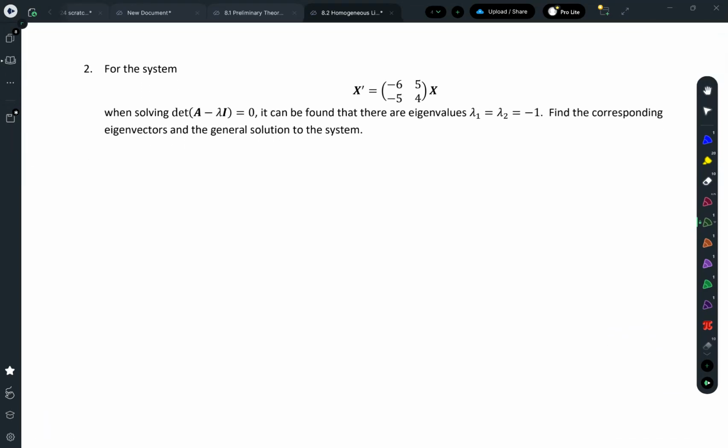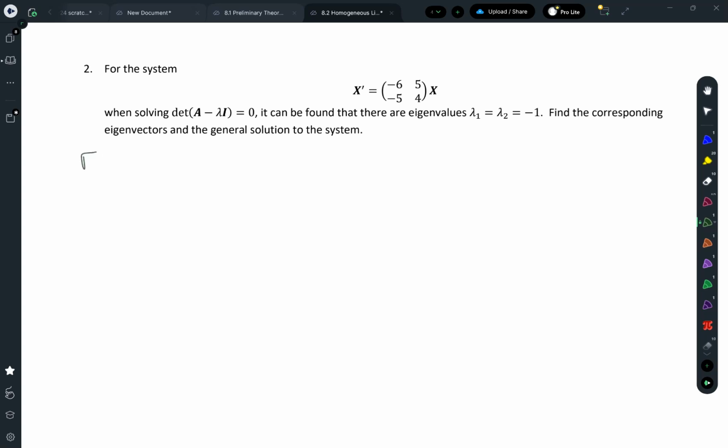So for this system, I have x prime equals, our A matrix has components -6, 5, -5, 4 times x. When solving the determinant of A minus lambda I equals 0, it can be found that there are eigenvalues lambda 1 equals lambda 2 equals -1. Phew, they're not going to make us find the lambdas. They just want us to find the corresponding eigenvectors and the general solution to the system. So we're going to walk through how we handle this.